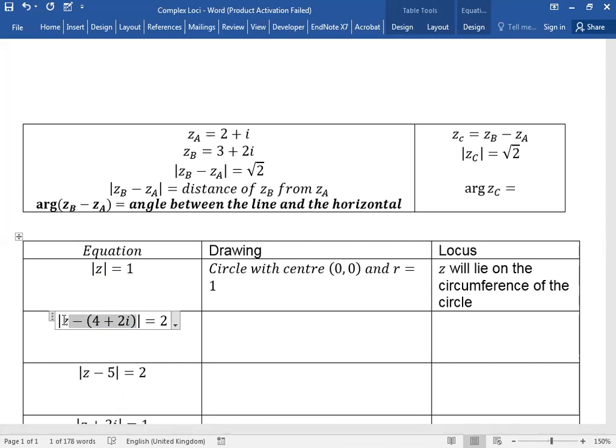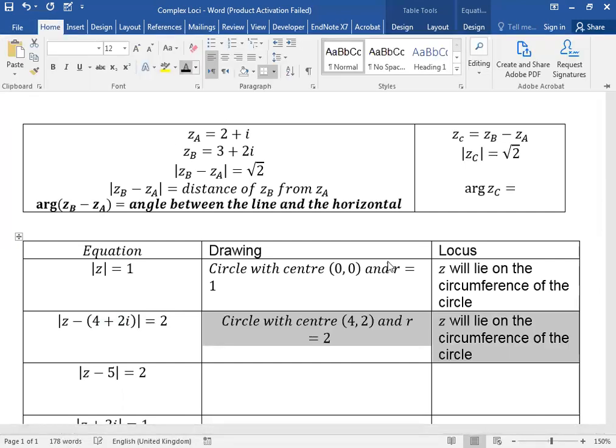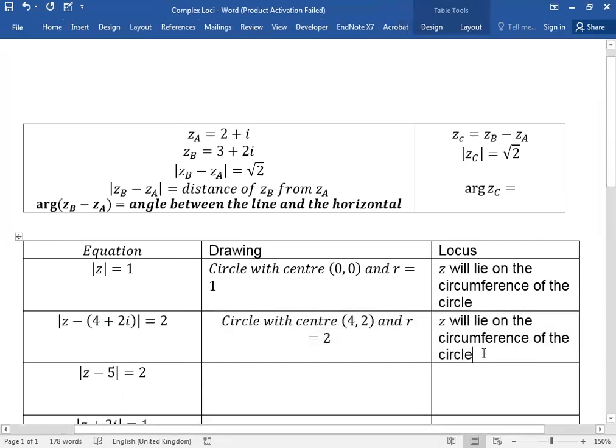Now, what will I make? I'll make this the center of my circle. I'll make a circle with radius 2. That is just the drawing that we'll be doing. But what will we say about the locus or the possible location of Z? Again, we'll say that Z will lie on the circumference of the circle. Is this clear, class?